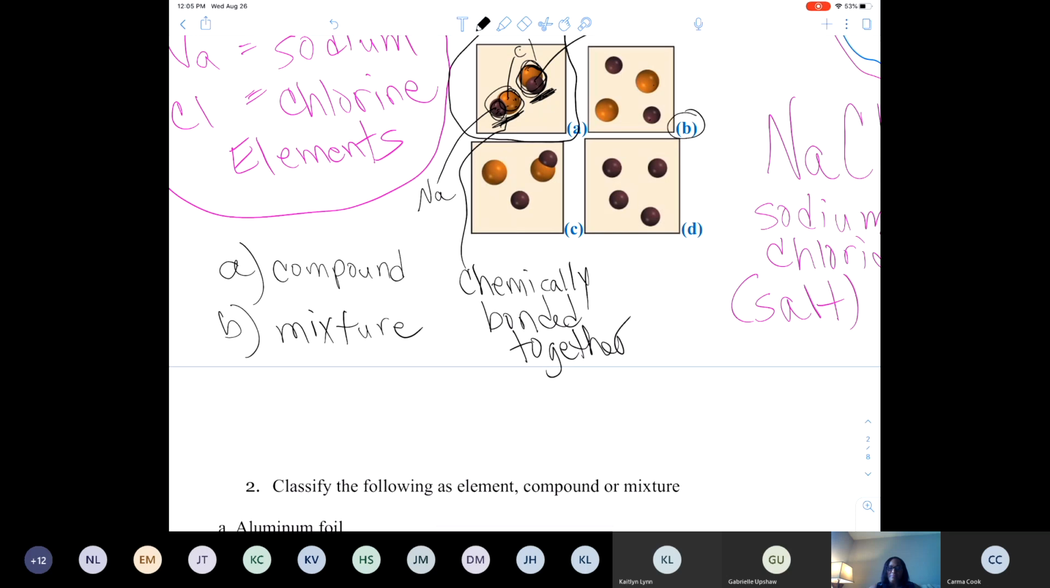Here we've got 2 different types of atoms, but they're not touching. But they are in the same container. This is our container. So that would make them a mixture. 2 different types of elements in the same container that are not chemically bonded together. So that would make this a mixture. It's a mixture, if we want to be specific, a mixture of 2 different types of elements.